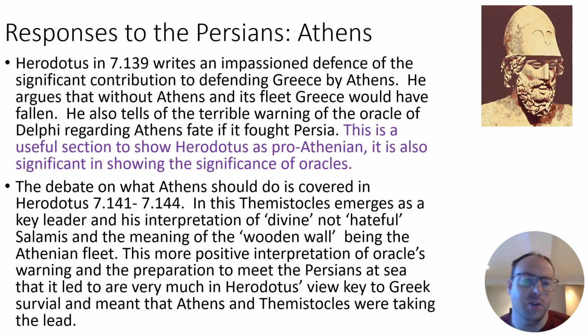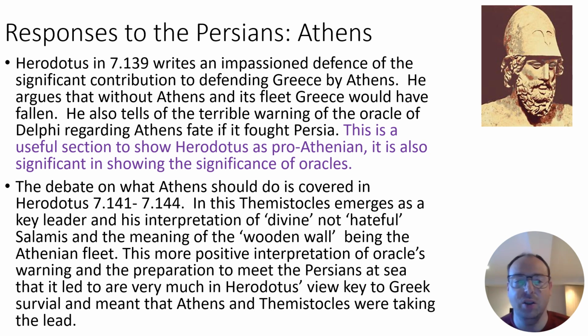Now, in Herodotus 7.139, he writes a very impassioned defence of the significant contribution made by Athens in defending Greece. He argues that without Athens and its fleet, Greece would have fallen to Persia. He tells about the terrible warnings of the Oracle of Delphi regarding Athens' fate if it fought Persia, and in a way this makes the fact that Athens stands and fights even braver. The Oracle is seemingly saying, look, bad things are happening and you're probably better off running. You're potentially going to be destroyed.